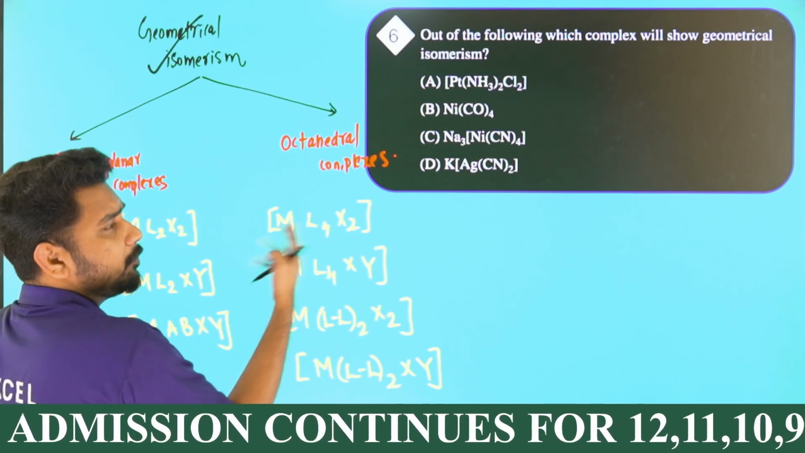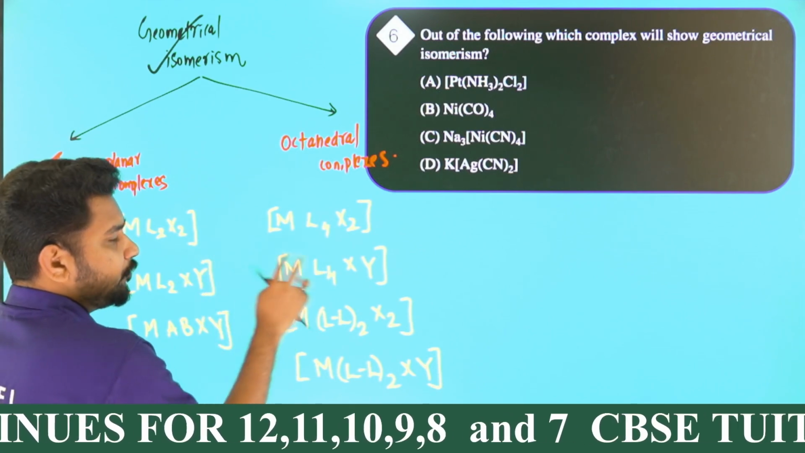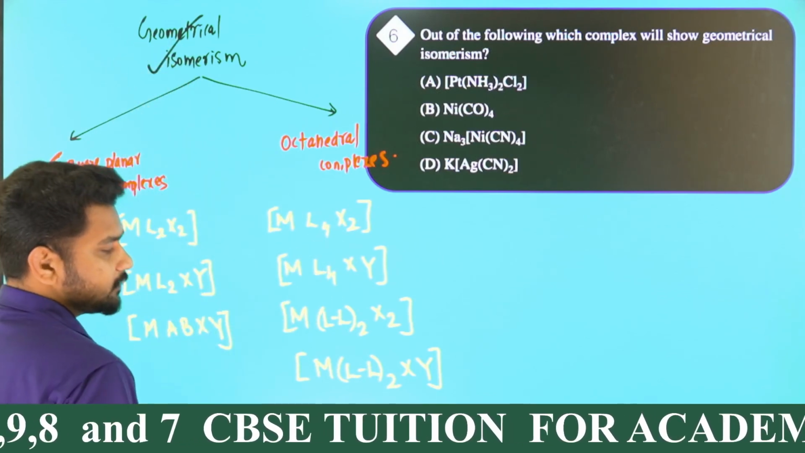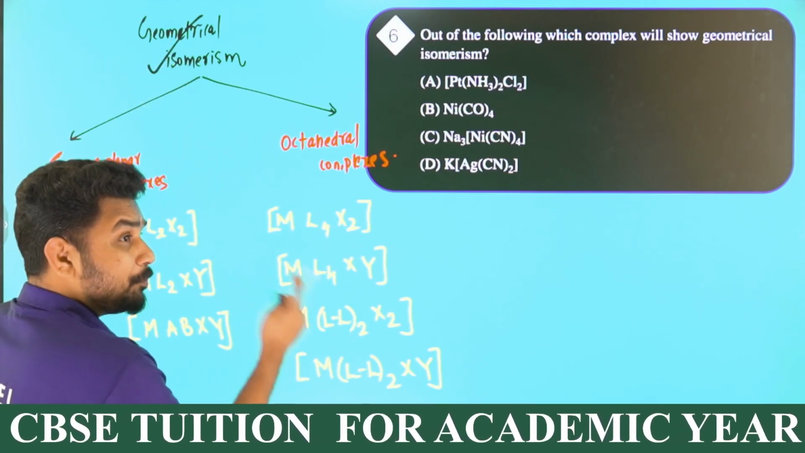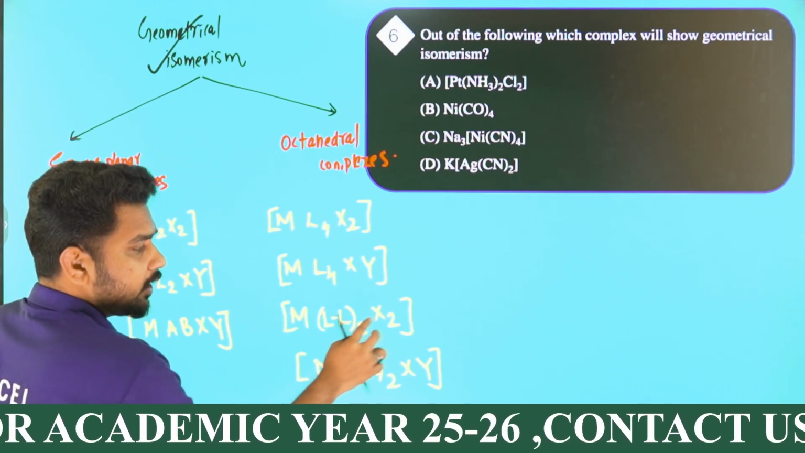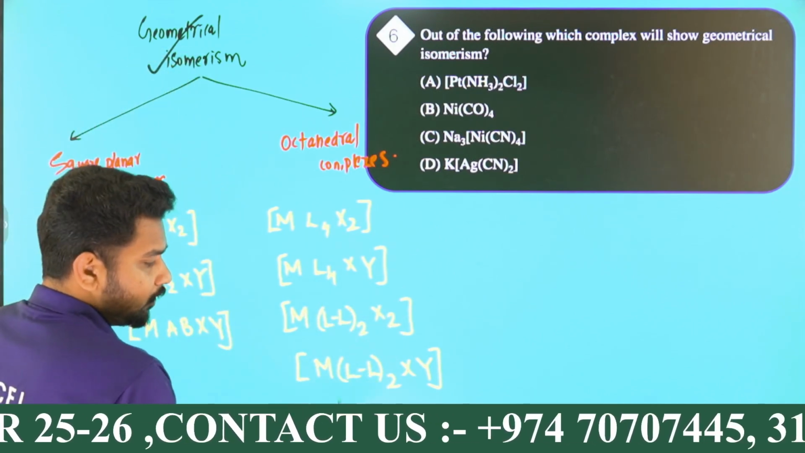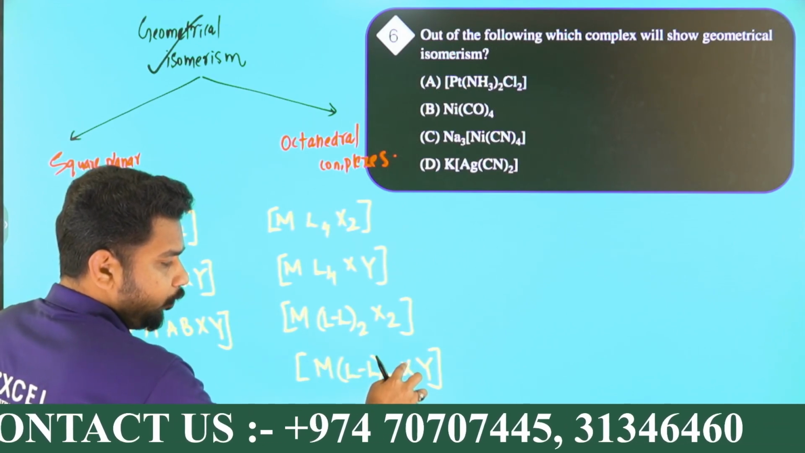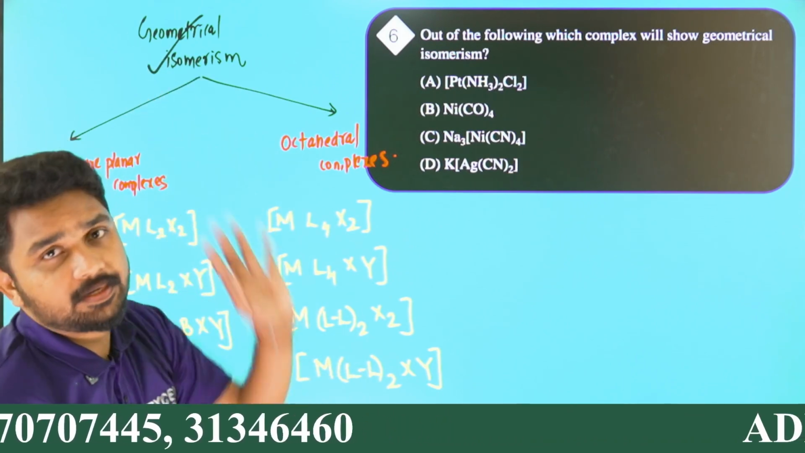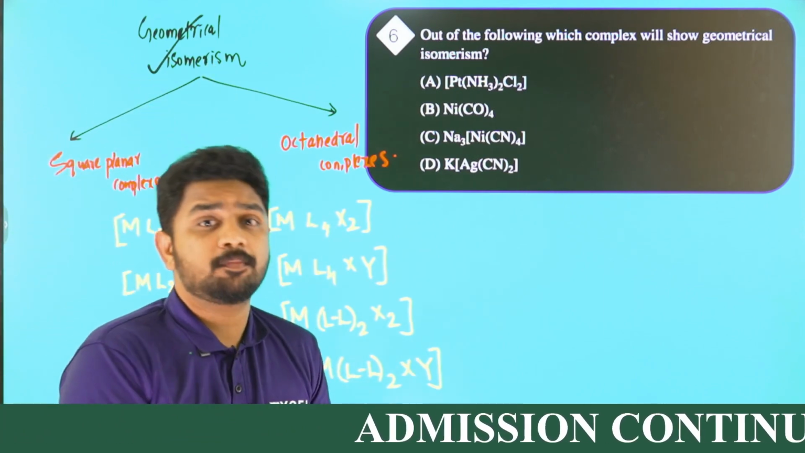Central atom, 4 ligands, and 2 other ligands: if your complex is in this form, it will show geometrical isomerism. Central metal and 4 ligands, with X and Y as 2 different ligands, also shows geometrical isomerism. Central metal with 2 bidentate ligands, where LL means bidentate, and 2 other ligands, also shows geometrical isomerism. Central metal, 2 bidentate ligands, and 2 different ligands also show geometrical isomerism. So using this you can easily predict whether a compound will show geometrical isomerism or not.